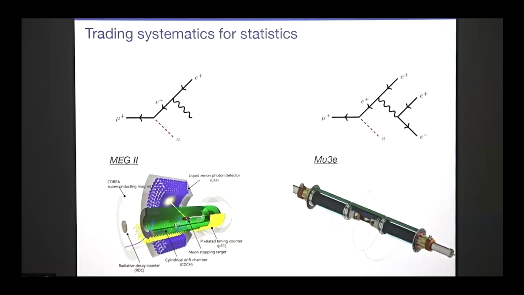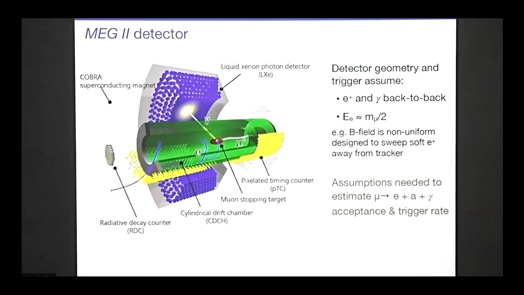The idea is to trade systematics for statistics by looking for a subleading decay. In the case of MEG2, you're attaching an extra photon, and here you're attaching an extra plus or minus pair from Mu3E. This brings you to a different kinematic regime at the penalty of both signal acceptance and background rate, but it pushes you away from this Michel endpoint, where you are potentially dominated by systematics. So let me first talk about MEG.